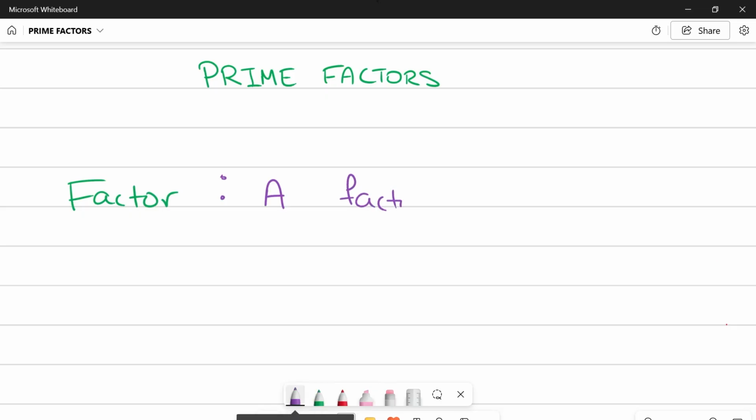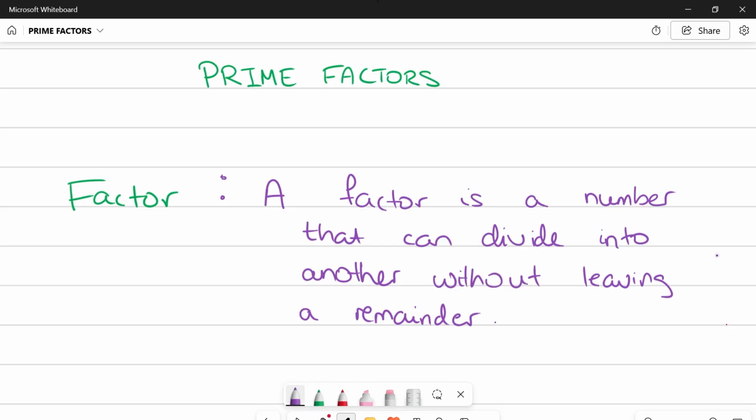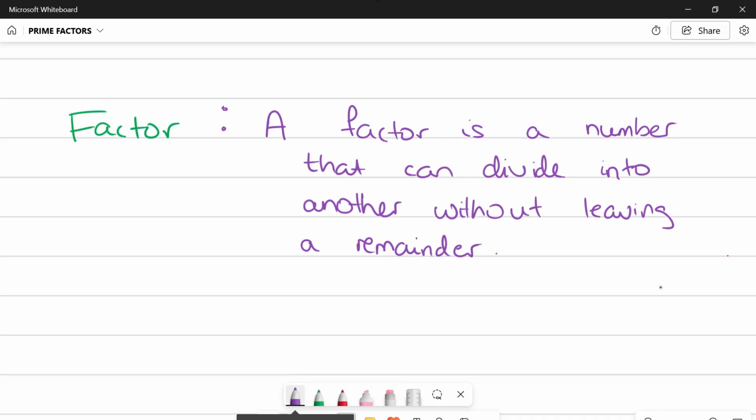A factor is a number that can divide into another number without leaving a remainder. Let's look at 5 for example. The factors of 5 would be the numbers that can divide into 5 without leaving any remainders. So the first factor of 5 is 1. 5 can be divided by 1 5 times without any remainders. The second factor of 5 is 5. 5 can be divided by 5 1 time without leaving any remainders.